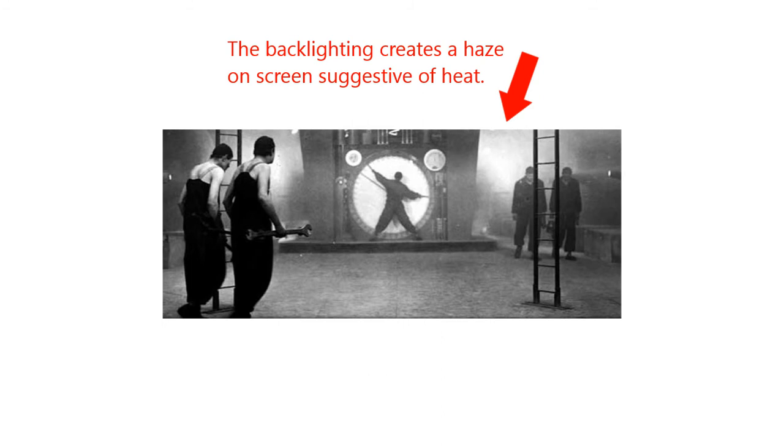The frame is backlit, so we have a series of lights on either side of the clock that are facing towards us, facing the camera, and it's creating a distorted haze around the clock, which is provocative and suggestive of heat. This, combined with the two men in the overalls without the shirts on, is showing just how hot it is working on the machines.